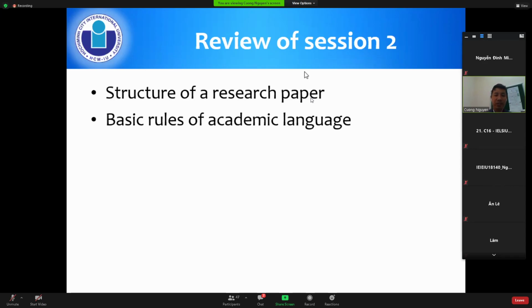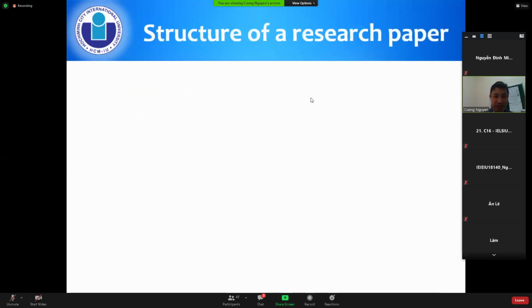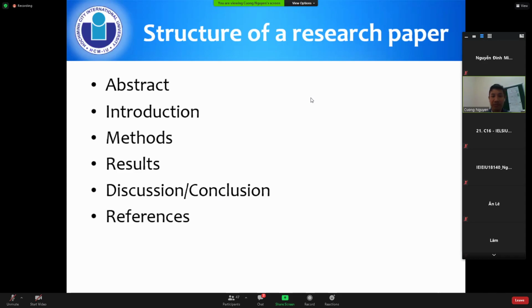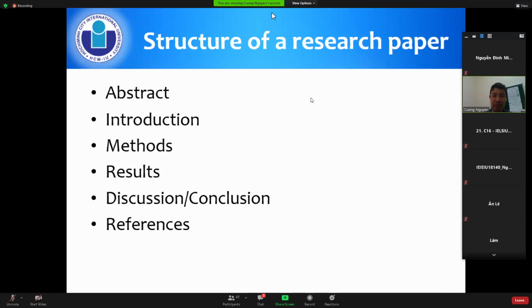Okay. Very good. So there are parts again, right? Visual abstract, introduction, methods, results, discussion, conclusion, and references. Okay, so who can explain why I put a slash between discussion and conclusion? Discussion slash conclusion, why?